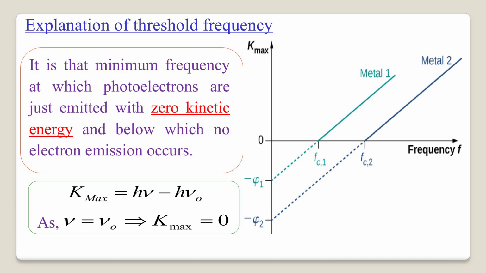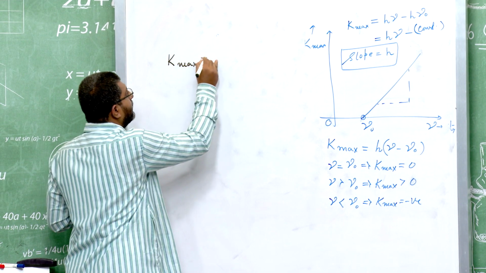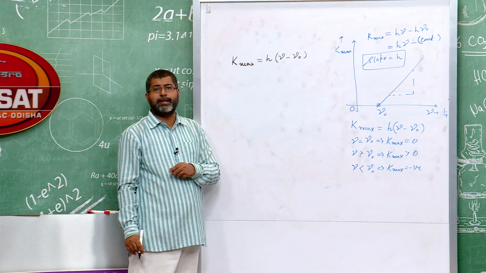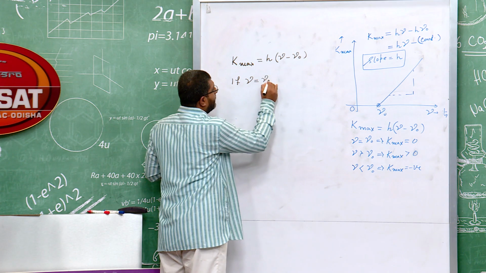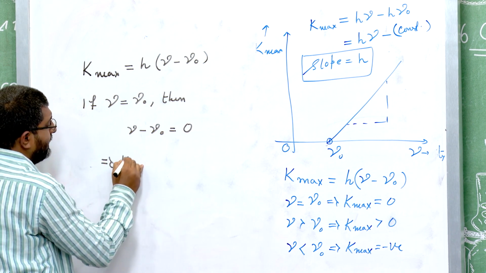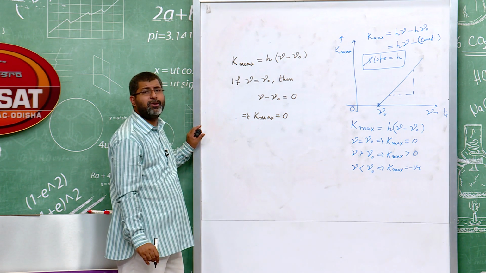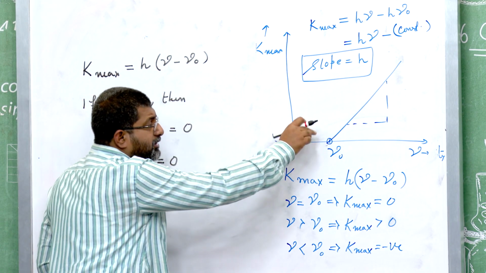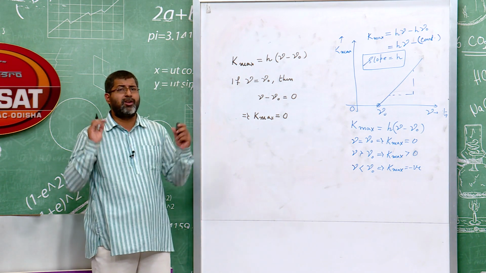Now, come to the expression K max equals h times (nu minus nu 0). Now, if nu equals nu 0, then nu minus nu 0 equals 0, which implies K max equals 0. That is, electrons are emitted with zero kinetic energy. See the graph here. The graph between K max and nu starts from nu 0, because for nu less than nu 0, the kinetic energy becomes negative, and this negative kinetic energy does not have any significance.